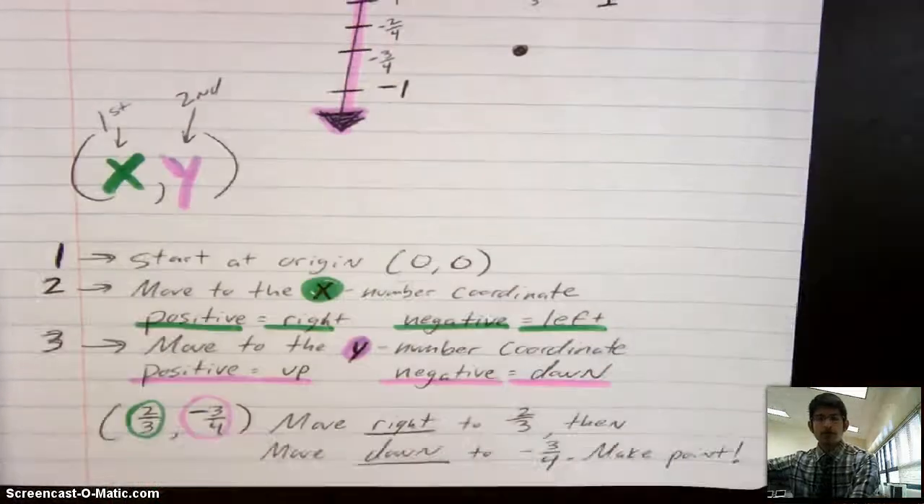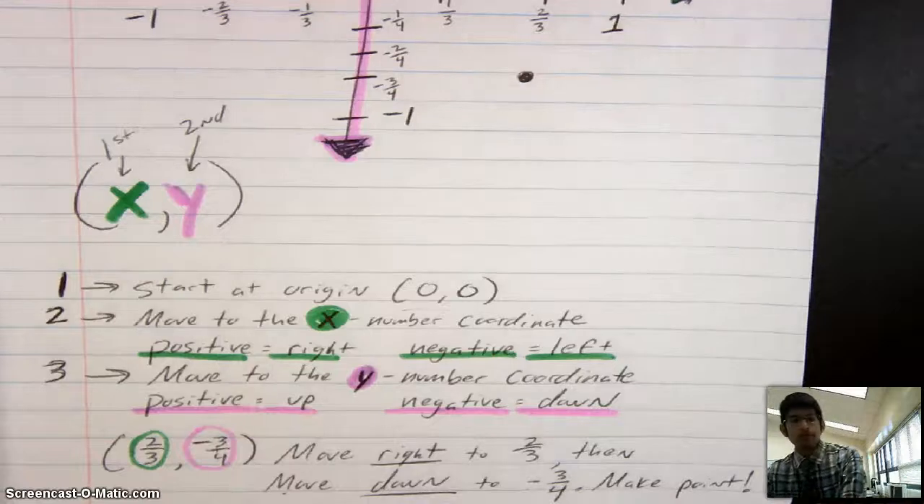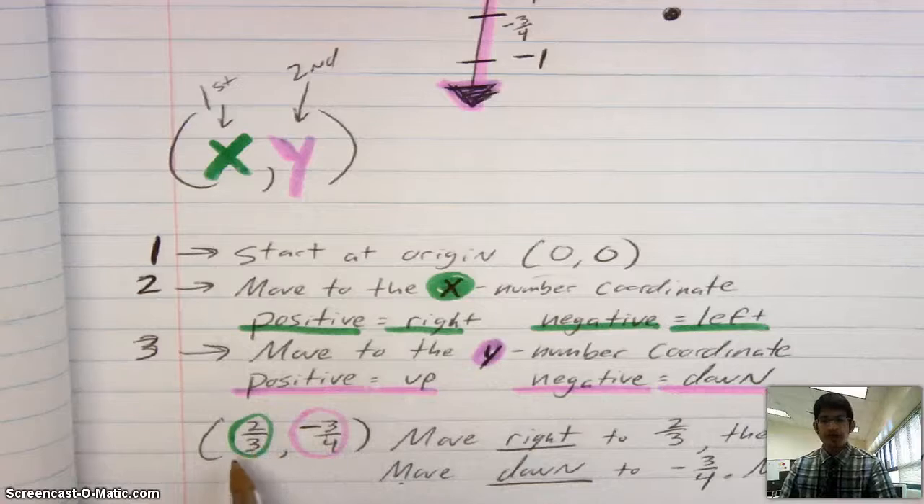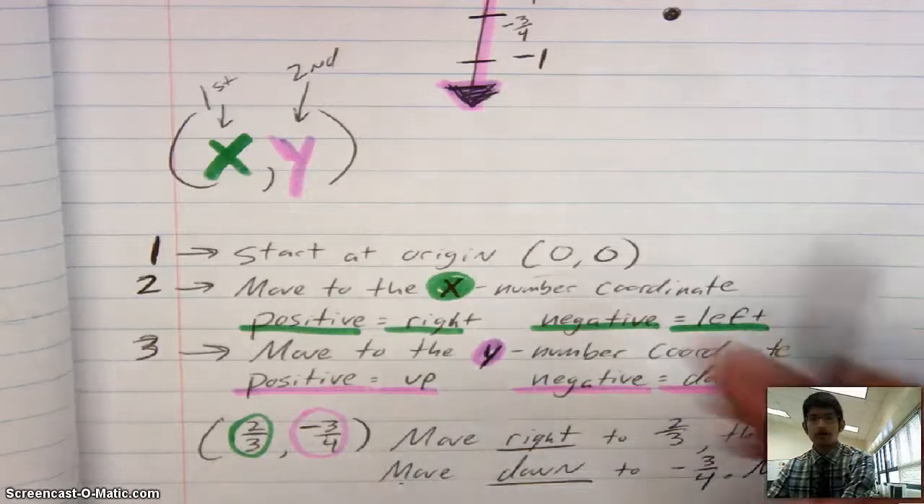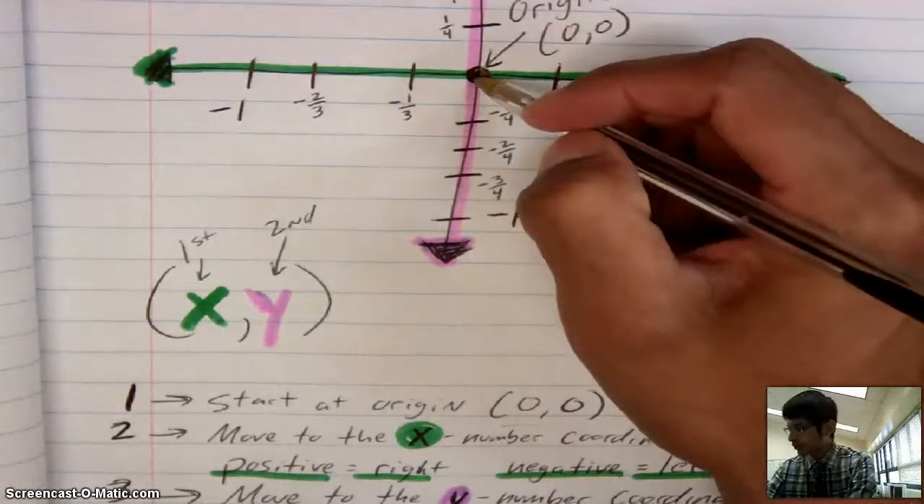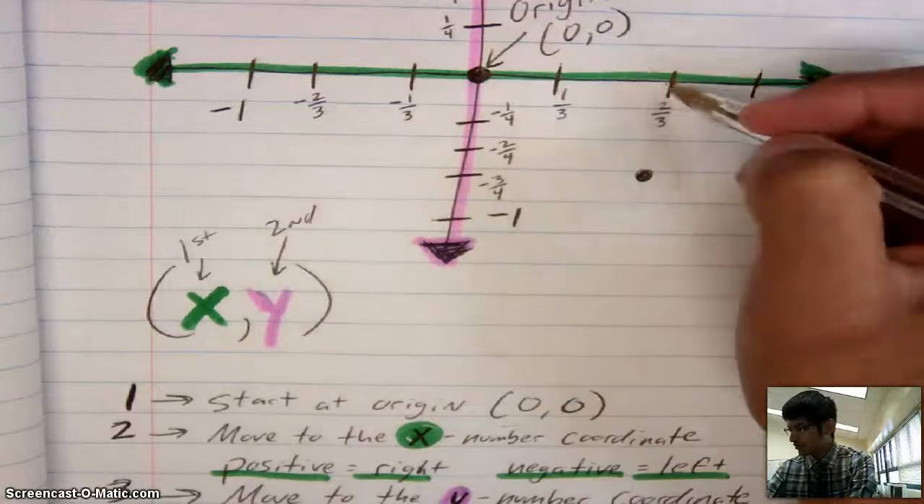So I give you an example here. We need to graph the point 2/3 and negative 3/4. So 2/3 is a positive fraction. We're going to look on our coordinate plane here and start at 0. We're going to go to 2/3, so 1/3, 2/3.